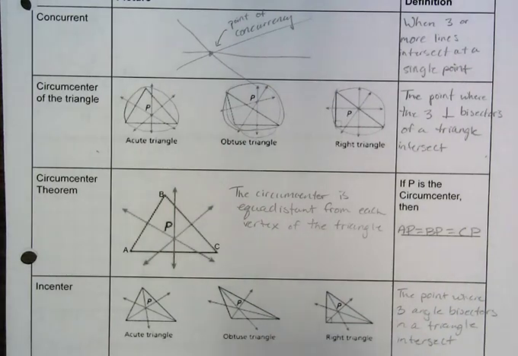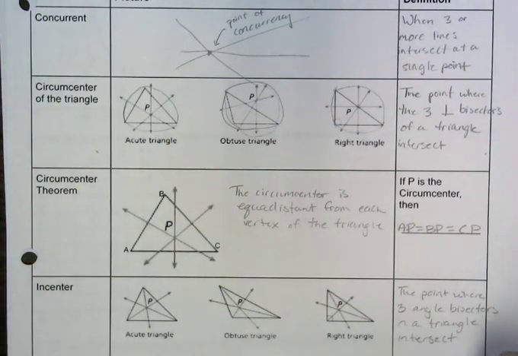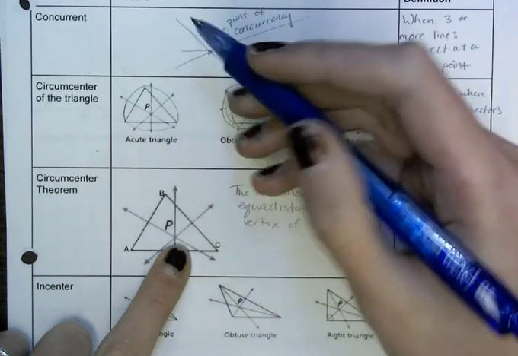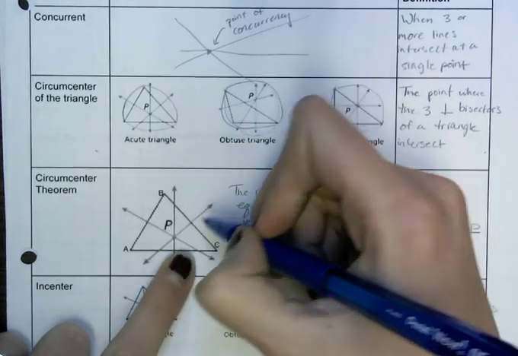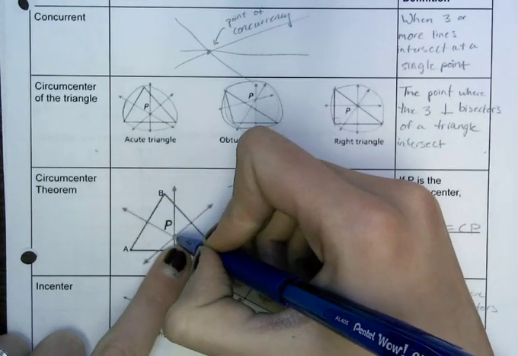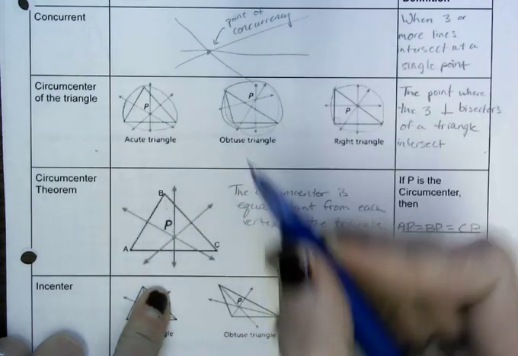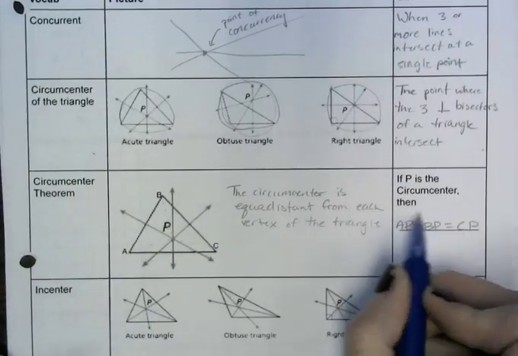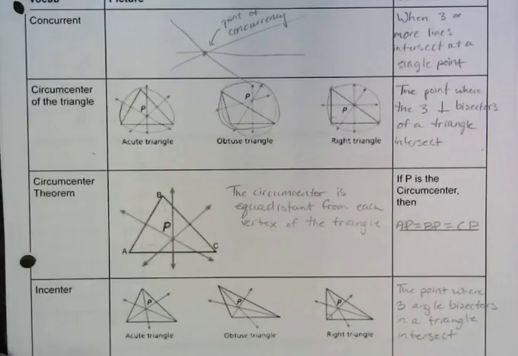So if you think about a circle, its center is the same distance away from every point on the outside. So if the vertices are the points on the outside, that means those distances are all the same. So that's what the theorem states. If I have a circumcenter, which is where all my perpendicular bisectors intersect, it's the same distance away from B as it is from C, as it is from A. So all those distances are equal.